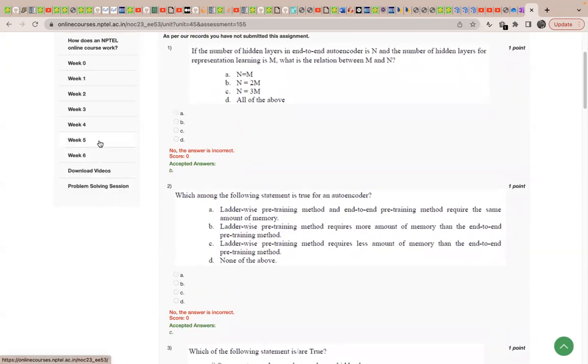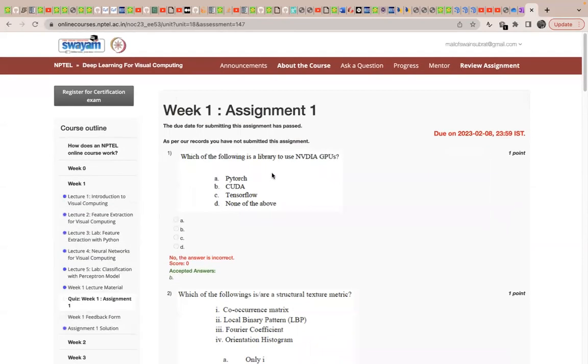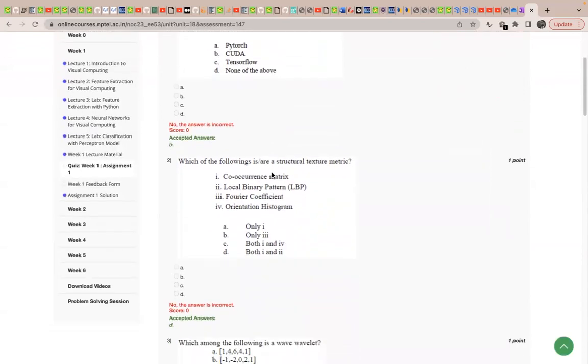So one more question, sir. Can you go to week one? Yeah, week one assignment. It's loading. So second question: which of the following is discussed that structural structure? It should be like one, actually, right? There is no such option. Actually, only three options are given for B. The given answer is D. I think both one and two.